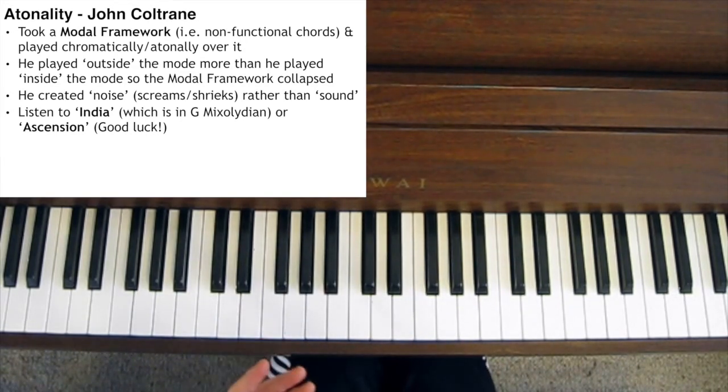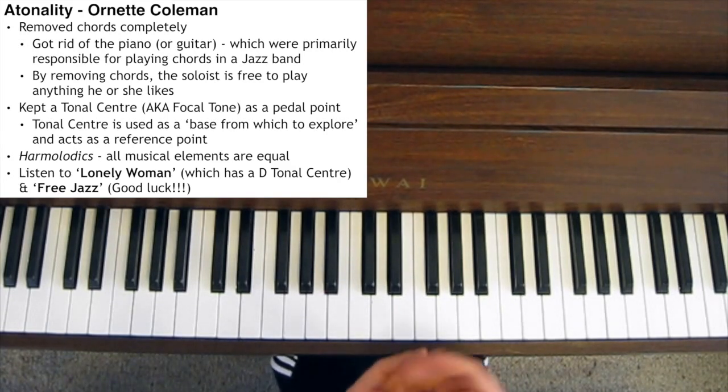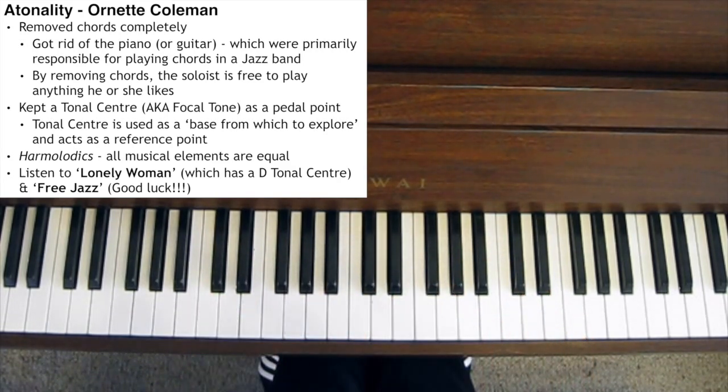But then in his later album Ascension, Coltrane moved more towards using collective improvisation. Now next let's look at Ornette Coleman. Now his album, The Shape of Jazz to Come, went one step further, and he simply got rid of chords altogether. So historically, the piano was part of the rhythm section of a jazz band.